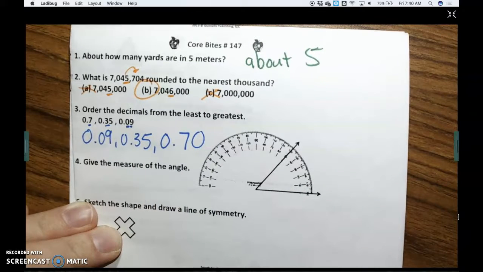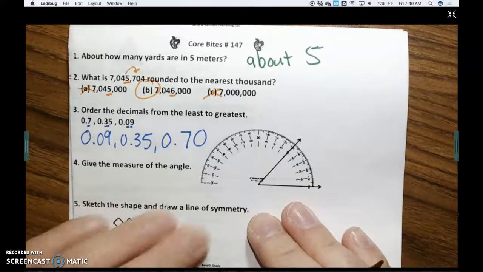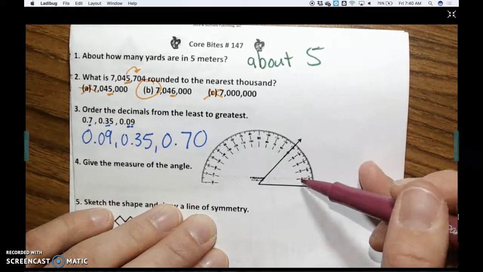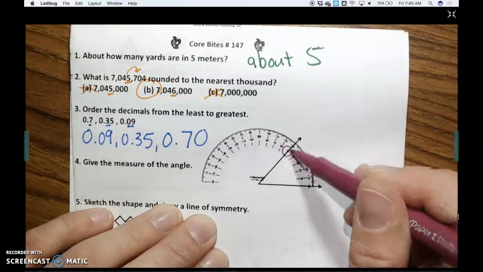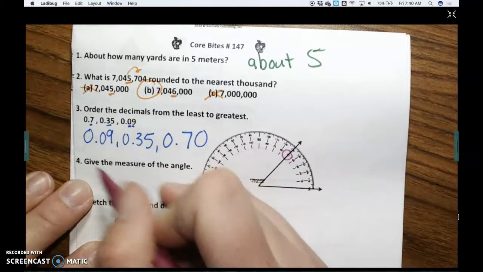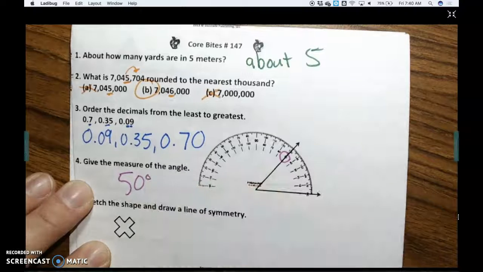For the next one, we're using the protractor. We're going to see what the measurement of this acute angle is, because it's less than 90. So if you look, 10, 20, 30, 40, 50. So that would be 50 degrees for that angle.